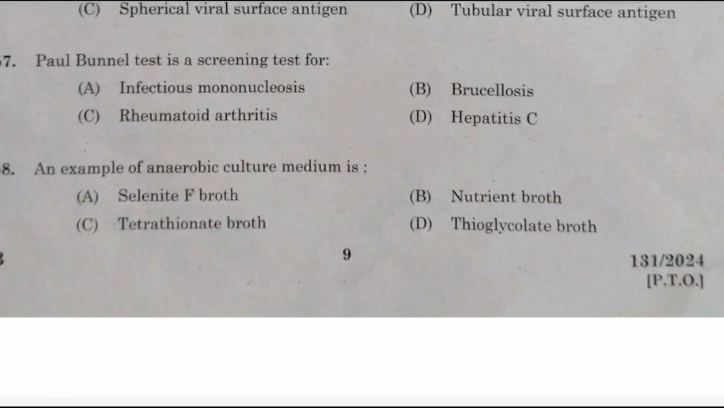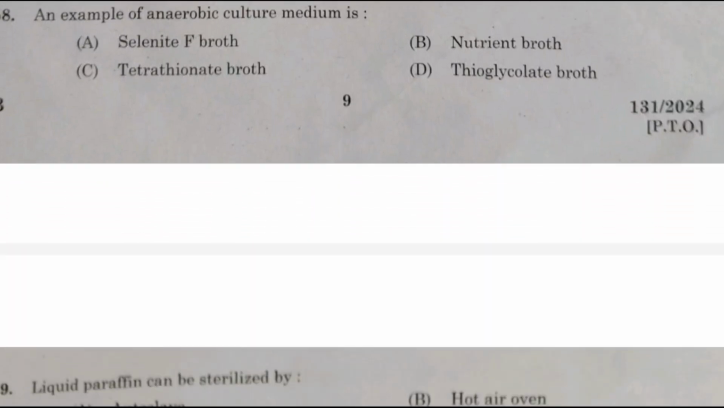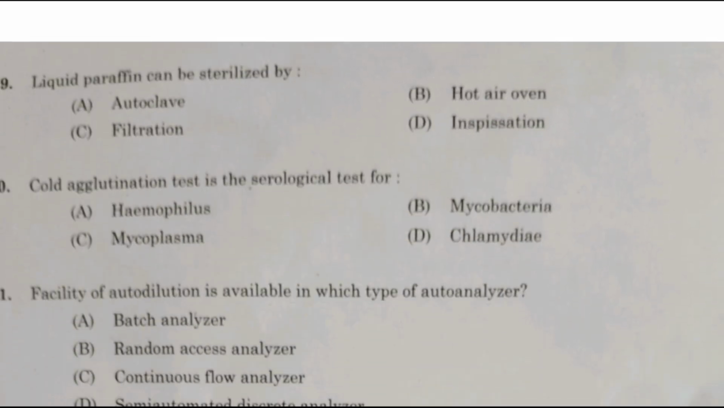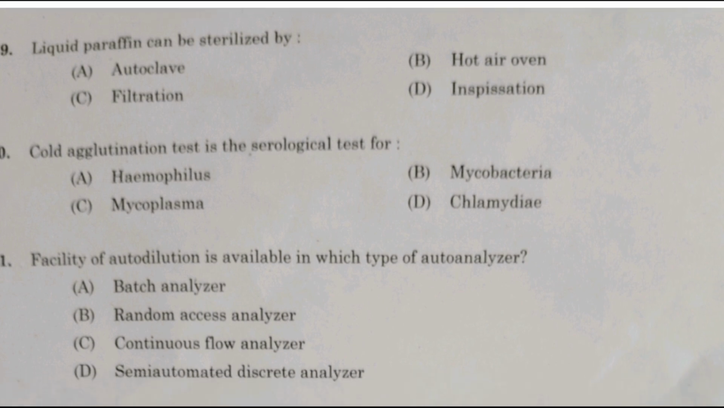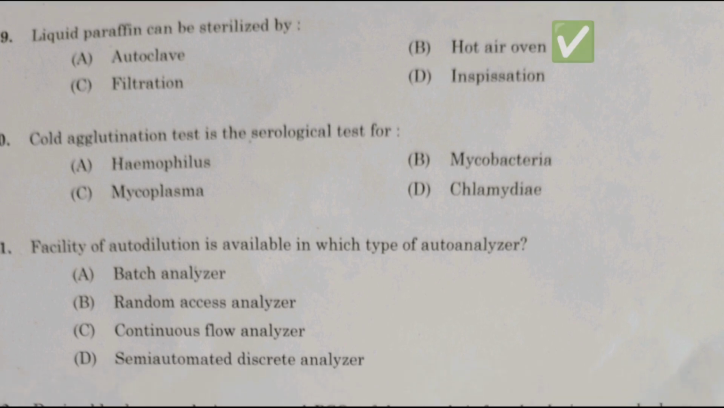Next question, an example of anaerobic culture medium. The right answer is option D, thioglycolate broth. Next one, liquid paraffin can be sterilized by. The right answer is option B, hot air oven. Next question, cold agglutination test is a serological test for. The right answer is option C, mycoplasma.